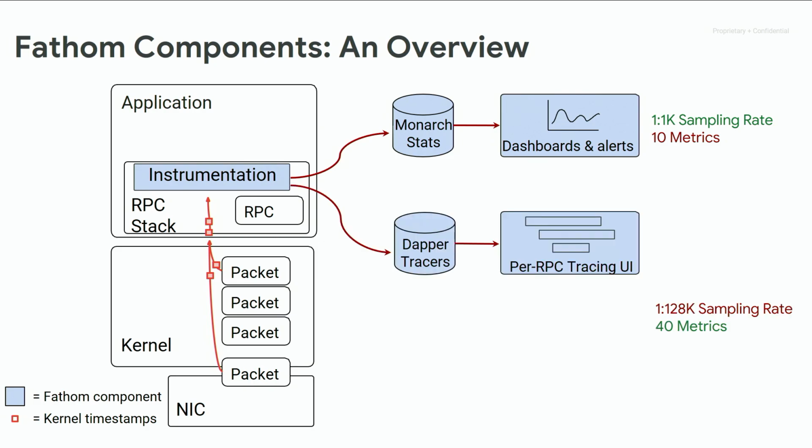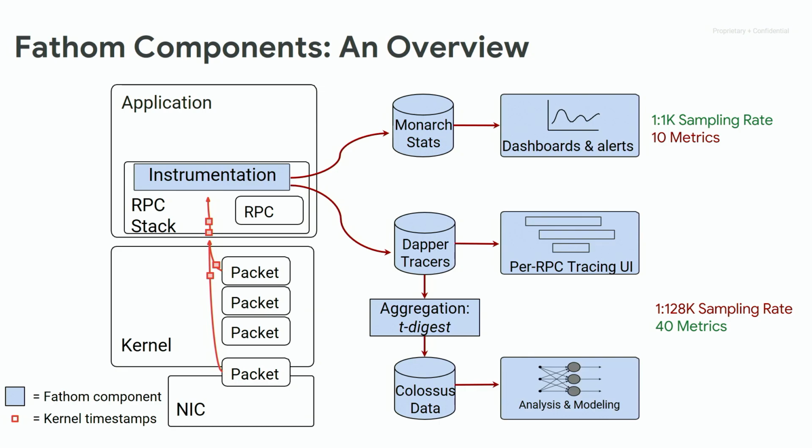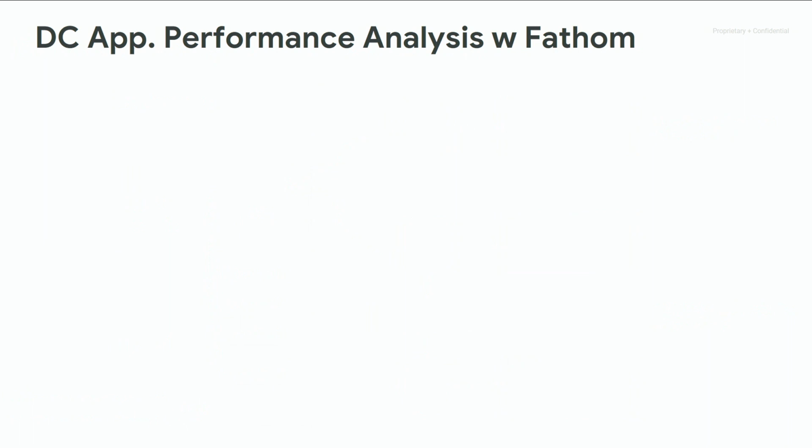Furthermore, Fathom aggregates those detailed samples using T-digest. And this aggregated data is used for performing fleet-wide performance analysis and evaluating the impact of network infrastructure changes. So to give you more details, let's look at a practical example next.